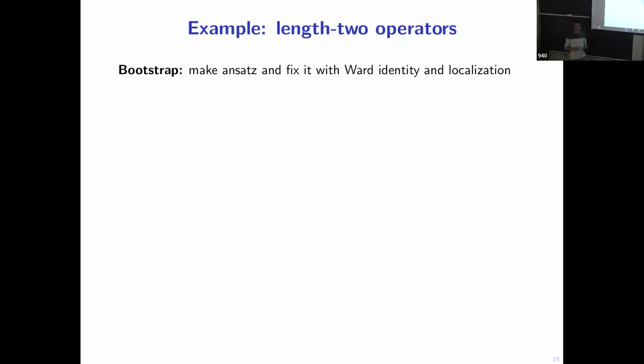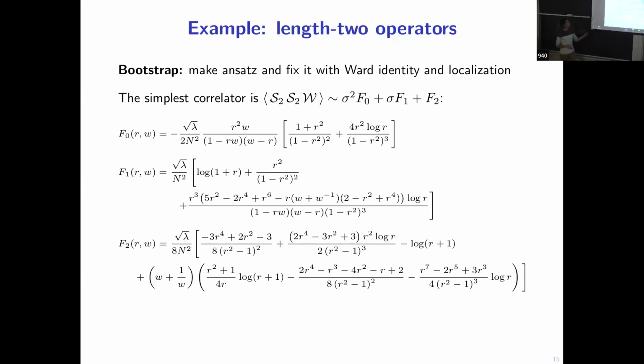So let me show you the simplest example of how this can be done. It's the type of thing that you wouldn't want to do by hand, but you can easily implement in Mathematica. So again, as I said a million times, we make an ansatz, fix it with Ward identities, and fix the normalization with localization. For the simplest case, having some operator of length 2 and another operator of length 2, we have 3 R-symmetry channels. As I was saying, this thing is a polynomial in sigma. And then the 3 R-symmetry channels look like this.